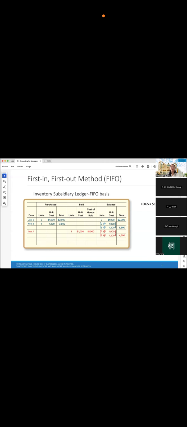Okay, so first in, first out requires us to list how many units at each cost price, so that when we do sales, right, we know which chronology to follow. It's always the first one that entered first. We would use that cost when we are doing sales. That is first in, first out.